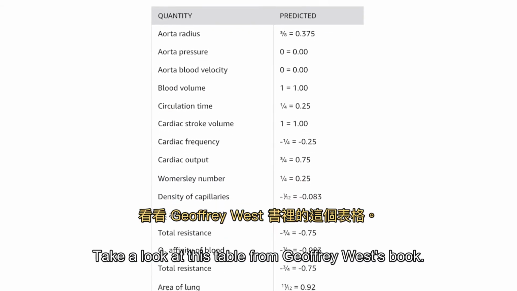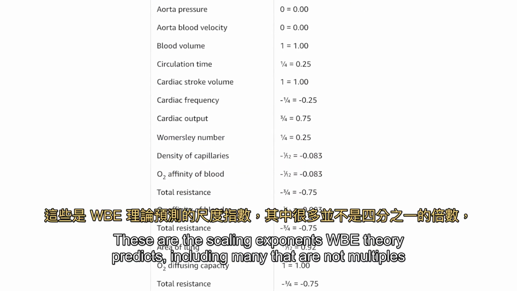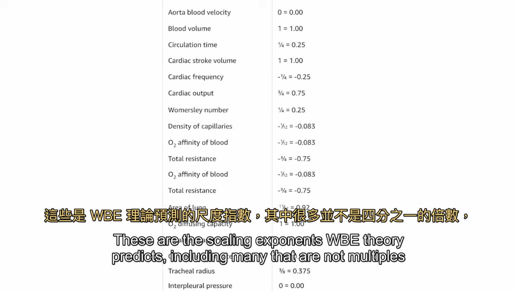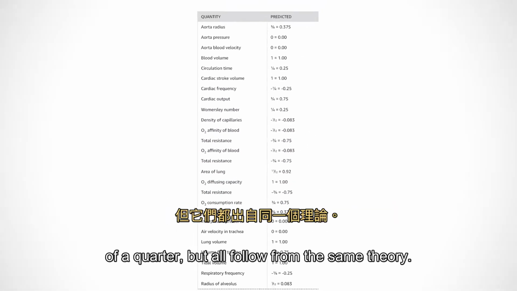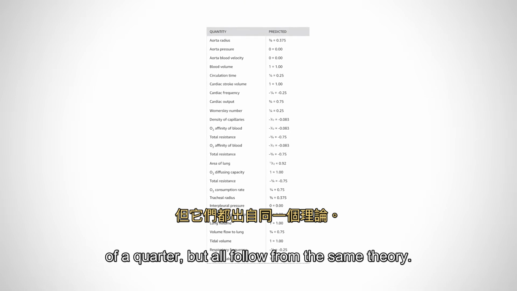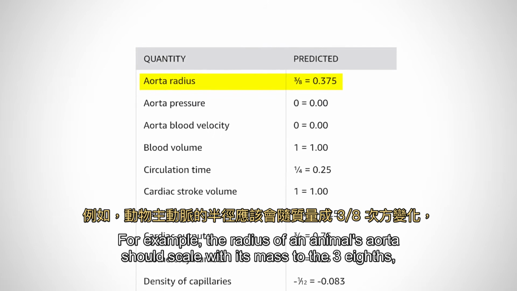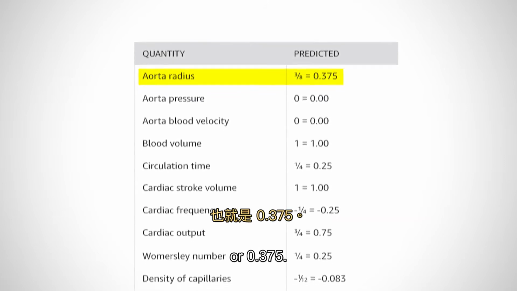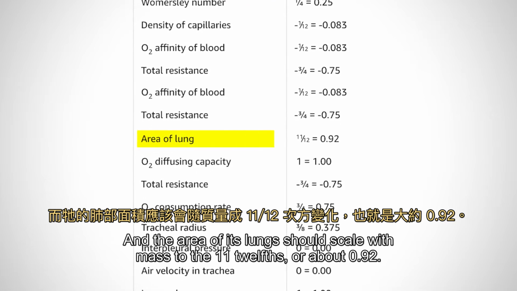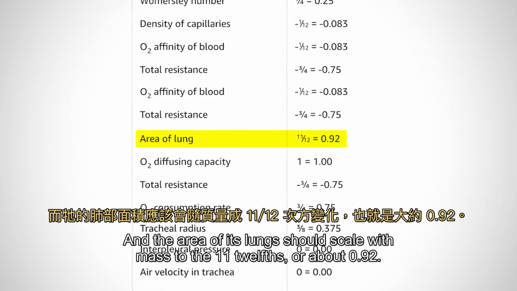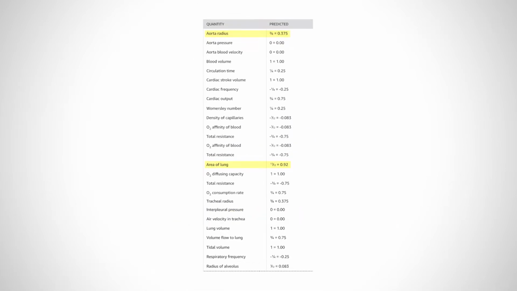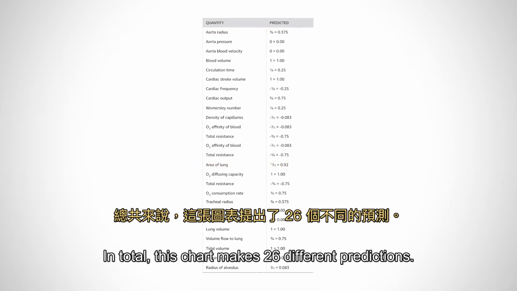Take a look at this table from Geoffrey West's book. These are the scaling exponents WBE theory predicts, including many that are not multiples of 1/4, but all follow from the same theory. For example, the radius of an animal's aorta should scale with its mass to the 3/8, or 0.375, and the area of its lungs should scale with mass to the 11/12, or about 0.92. In total, this chart makes 26 different predictions.